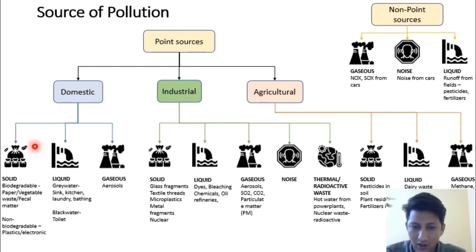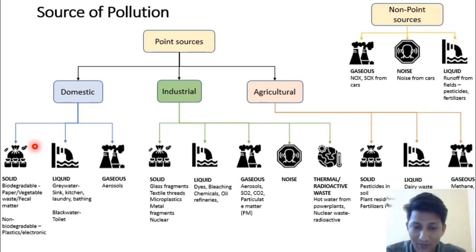An industry, for example, a textile industry, uses different types of colors, different types of heavy metals, and different types of enzymes to treat fabric, and all these things enter into the water. There are bleaching chemicals, there are chemicals that come out from the oil refineries, and there are chemicals that are coming out of the metallurgy industries.